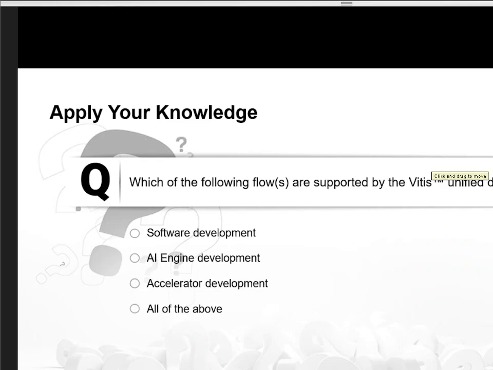Okay, and then I think this will be an easy question for you. Which of the following flows are supported by the Vitis Unified Development Platform?